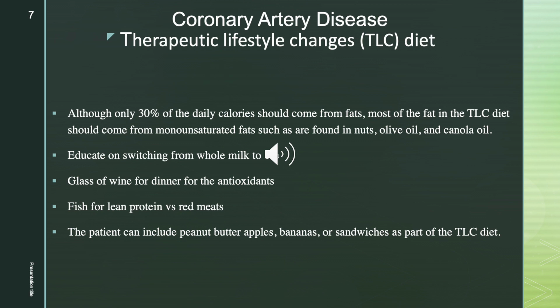They want you to make sure that you're switching your whole milk to 1% milk. They want you to make sure that if you drink, you only do a glass of wine for dinner for antioxidants, or the equivalent of a beer, right? Because it's got barley and hops in it. Fish for lean protein versus red meats.